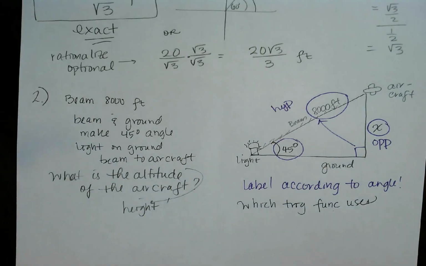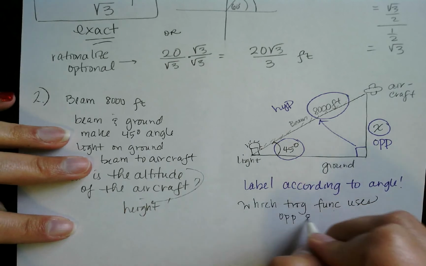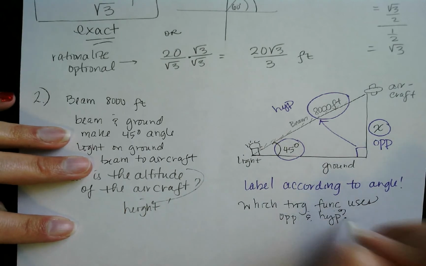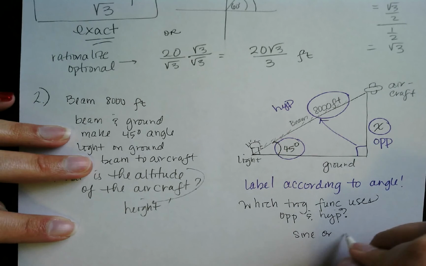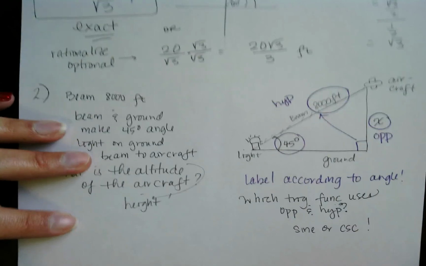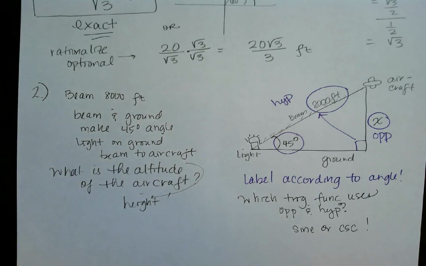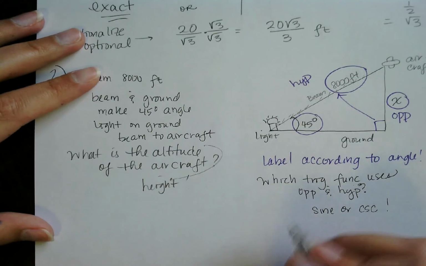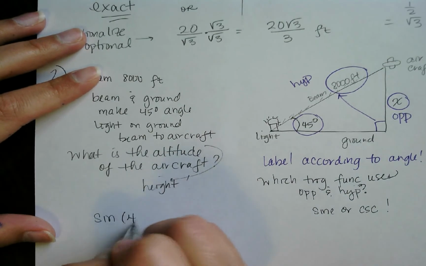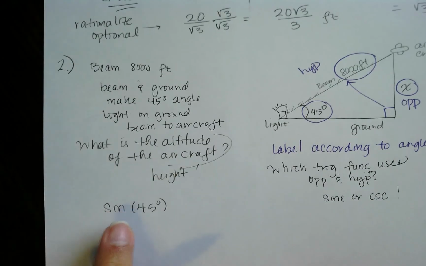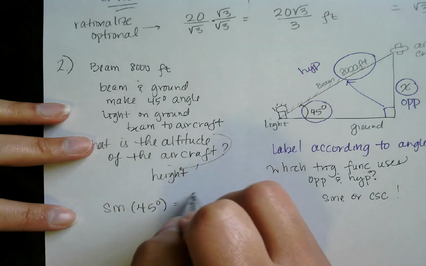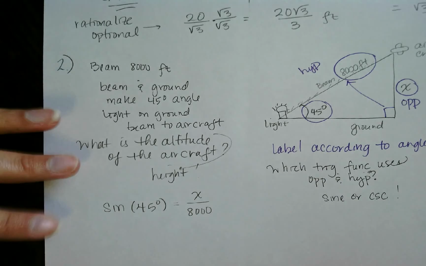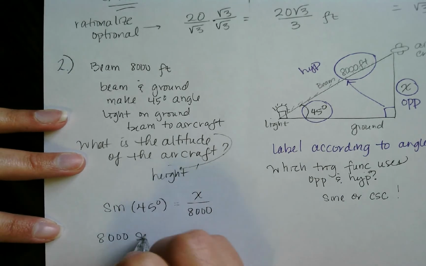So which trig function uses opposite and hypotenuse? And somebody's going to say opposite and hypotenuse, that's sine. Or cosecant. It's your choice. Okay, I'm going to use sine. I'm always mostly going to use the normal one. Alright, so here we go. I'm going to choose sine. Sine of what angle? 45 degrees. You should always be plugging in an angle. If we didn't know, we would just say alpha. Okay, go from there. Equals opposite over hypotenuse, which is x over 8,000. Solve for x. Multiply both sides by 8,000.